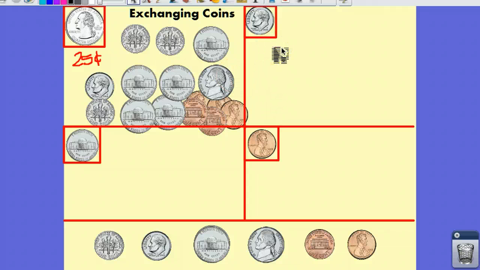On your whiteboard, I want you to do a trade for the dime here. So think about how much the dime is worth and what coins you could trade that in for. Press pause to work. Press play when you're ready to check with me.